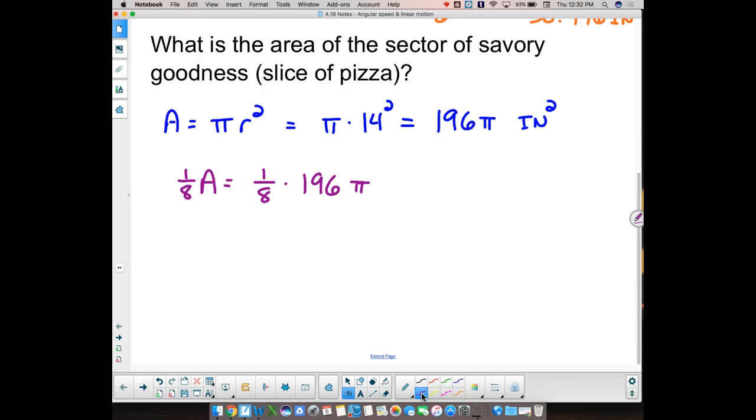And that's going to give me, exactamundo, 49 pi over 2 square inches. Approximated would be 76.969 square inches.